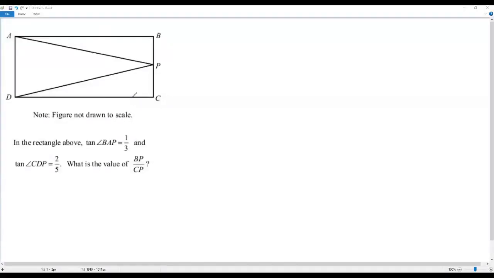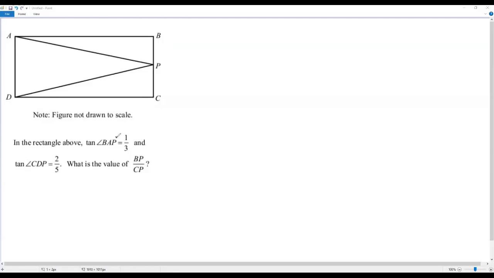Here we have a SAT math problem. Okay, let's go to the question. There is a figure given over here. In the rectangle above, tangent of angle BAP equals 1 over 3 and tangent of angle CDP equals 2 over 5. What is the value of BP over CP?